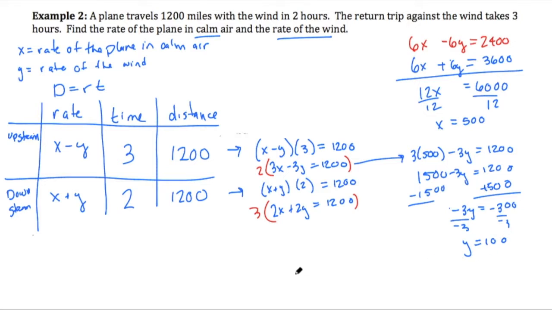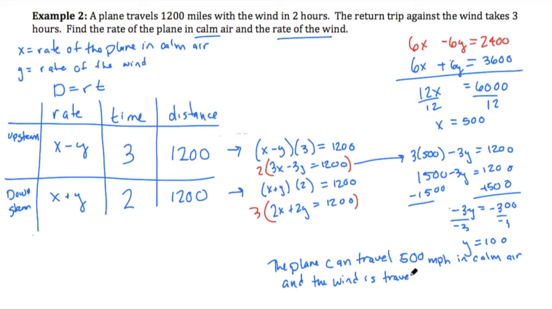So let's finish by just answering the question. The plane can travel 500 miles per hour in calm air, and the wind is traveling, or gusting, at 100 miles per hour.